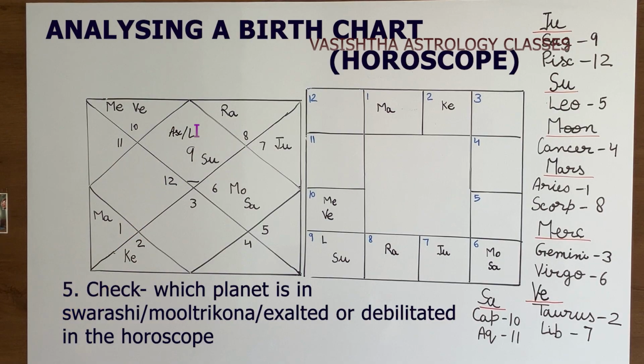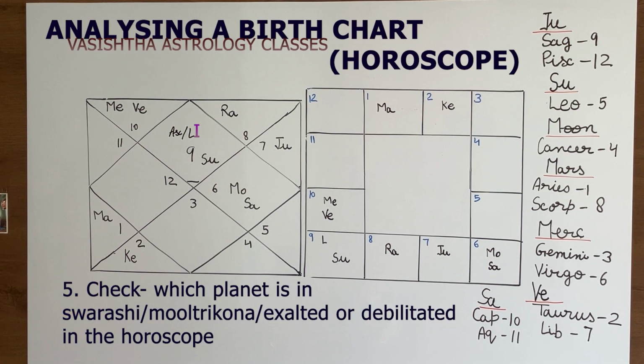Check which planet is in Swarashi, Multrikon, or exalted or debilitated in the birth chart. Because as you know, if a planet is in a strong position in a birth chart, it will help in the growth of the person. But if a planet is debilitated in the birth chart, results related to that house are compromised.